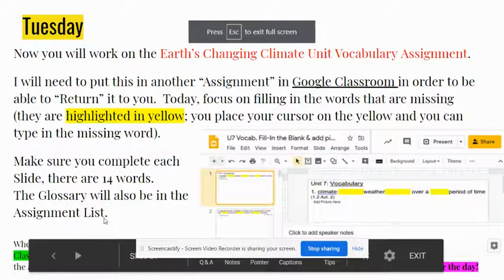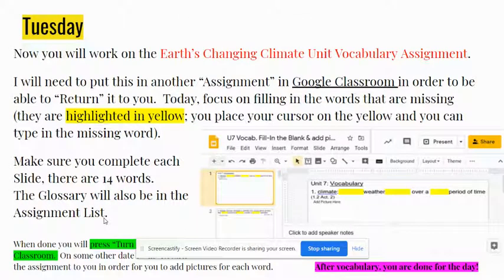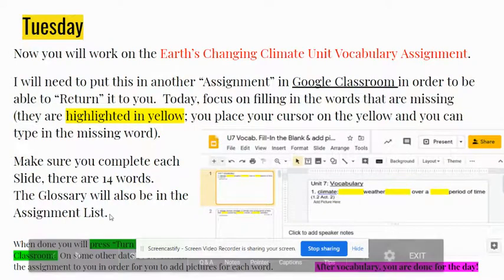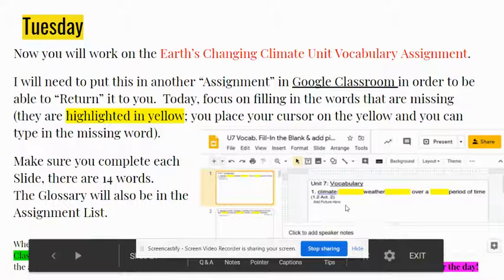Right, so now you will work on the Earth's Changing Climate Unit vocabulary assignment. I will need to put this in another assignment in Google Classroom in order to be able to return it to you at a later date. Today, I'm trying to keep it focused, about 25 minutes of classwork. Today, I want you to focus on filling in the words that are missing, and they are highlighted in yellow. So I have a picture here of what you're going to pull up and see.